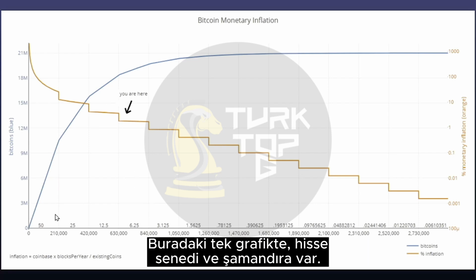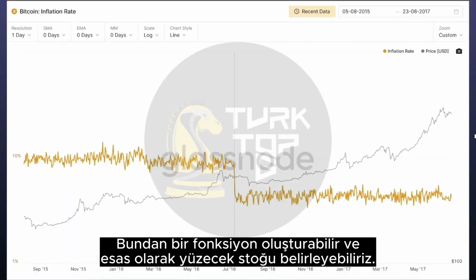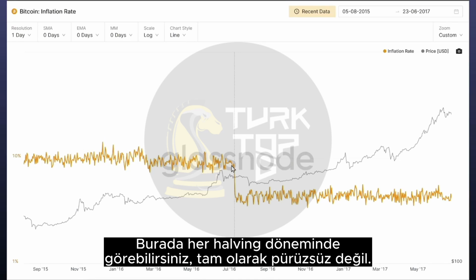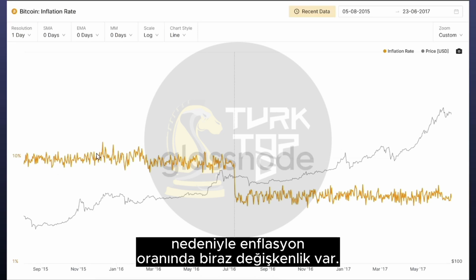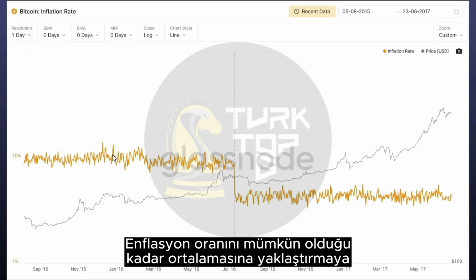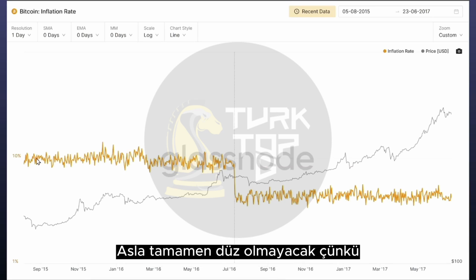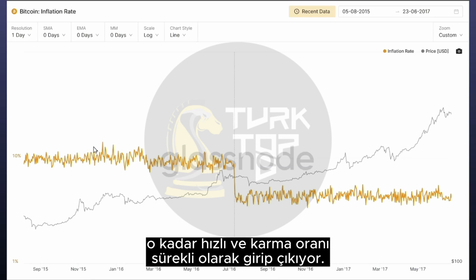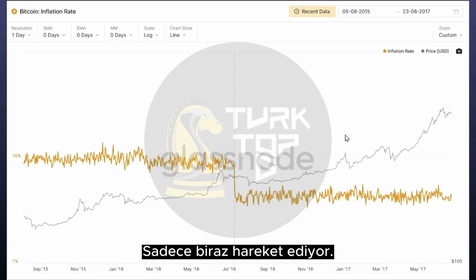And so in this one chart here, you've got the stock and the flow. So we can make a function out of that and essentially determine the stock to flow. Now you can see here within each halving era, it's not exactly smooth. We have a bit of variability in the inflation rate due to hash rate being added and taken away from the network, and the difficulty adjustment constantly oscillating to try and manage the inflation rate to get it as close to its average as possible. So it's never going to be perfectly flat because the Bitcoin network itself can't adjust that fast, and the hash rate's constantly jumping in and out. You can see approximately it sits at its predetermined rate. It just moves around a little bit.